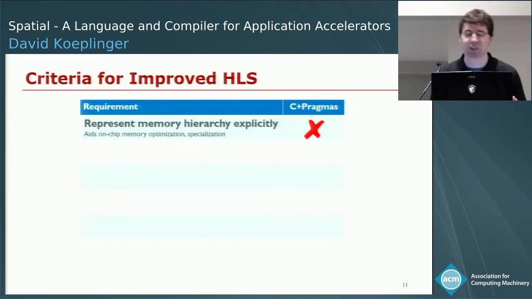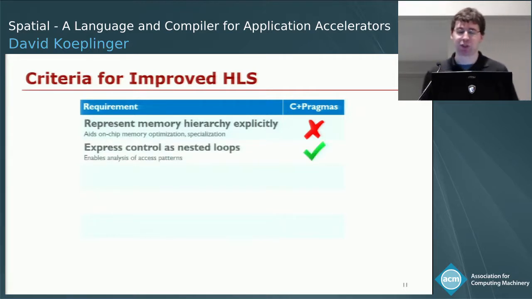memory hierarchy explicitly. Whereas C represents your memory essentially as a uniform memory, because that's what the cache gives you on CPUs, you have scratchpads and discrete memories on FPGAs and CGRAs. So we'd like to present this explicitly within the language. This allows us to do various memory optimizations within the compiler and to designate them manually.